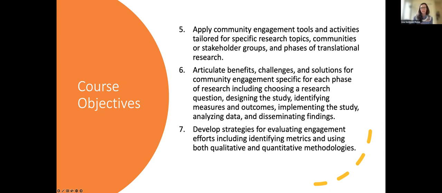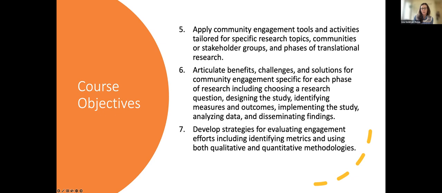Okay, any questions about the objectives? All right, you'll notice in the syllabus that these course objectives are listed there, and there are also objectives listed for each week that we meet. So you have a good understanding of what it is we'll be addressing week by week. Okay, so now we're going to do a few introductions.